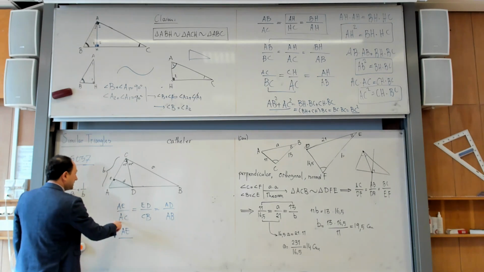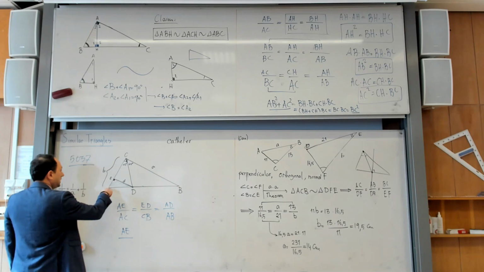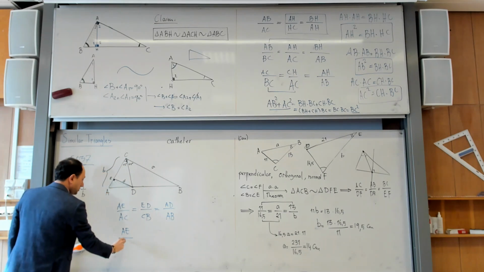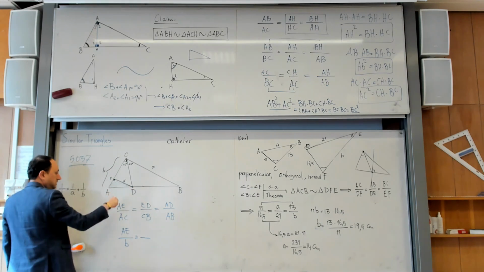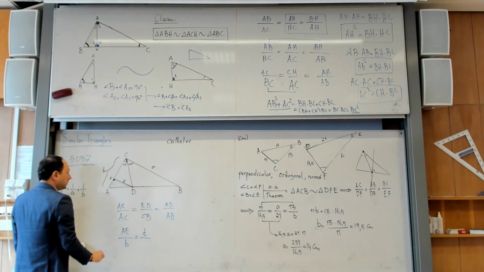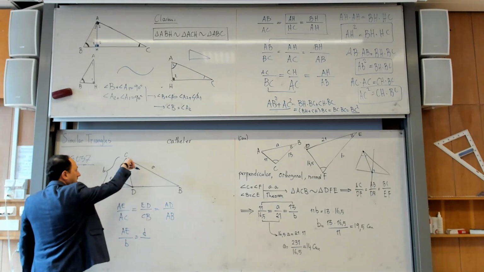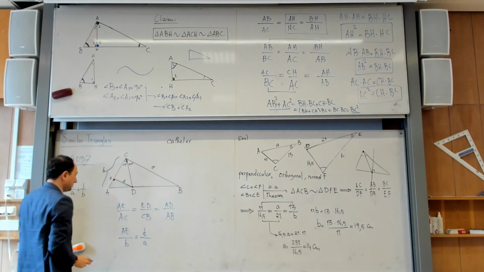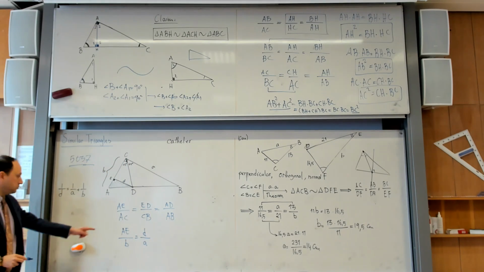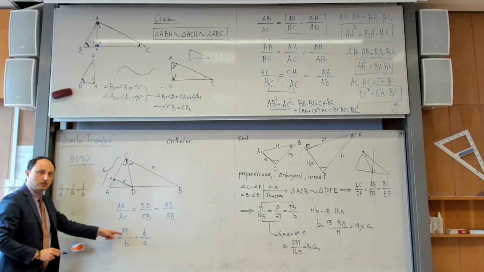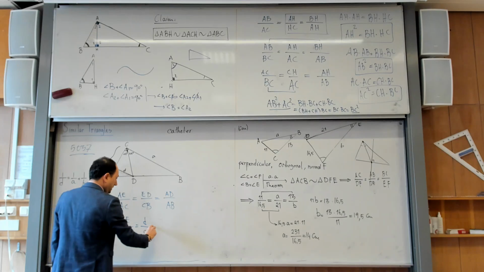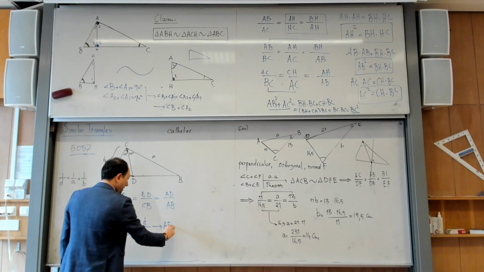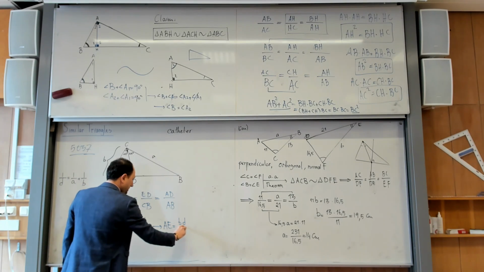But what can I write instead of AC? AC is B. So this is good. What can I write for ED? Little d. That's also good. What can I write for CB? A. Yes? So this means that AE, which is missing, now I know it. I multiply everything by B, so AE becomes B times D divided by A.